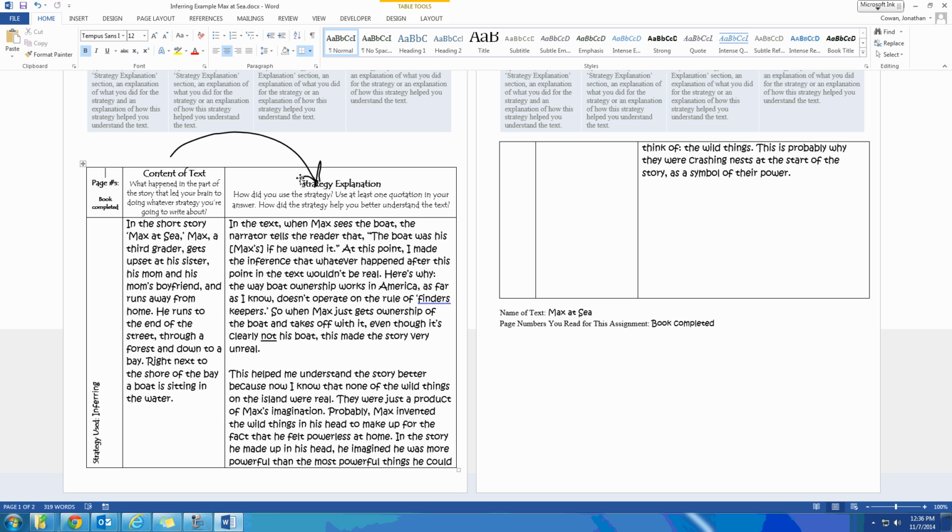So that's my explanation of how I made an inference and how that inference led me to a deeper understanding of the text and a better way to understand what's happening.